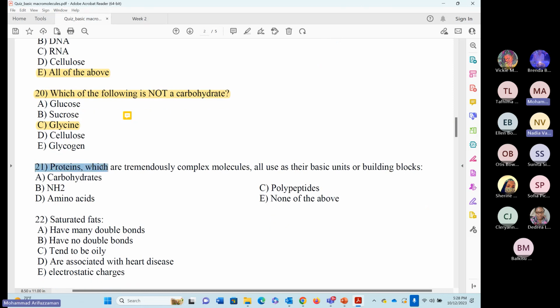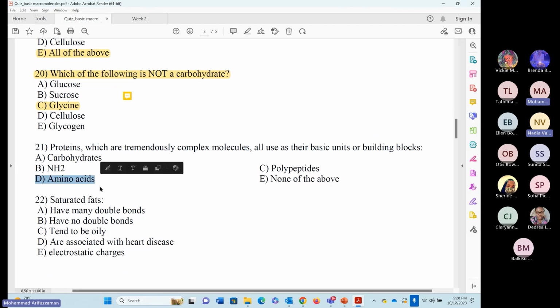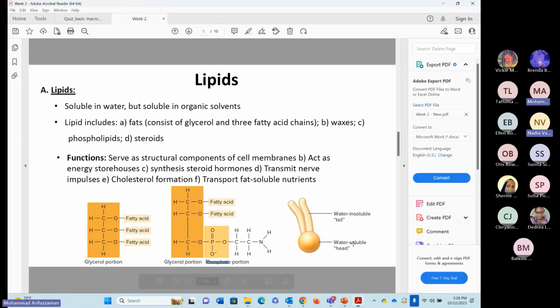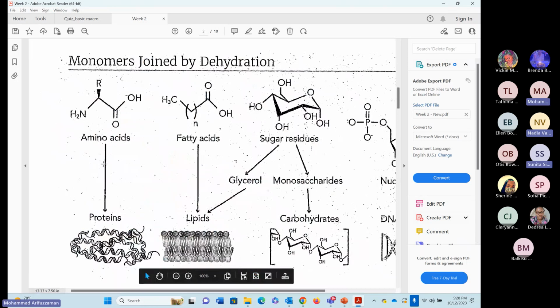Now, number 21, the proteins, which are tremendously complex molecules, use as their basic units or building blocks, amino acids? Yes, amino acid. So amino acid is the monomeric unit of protein. Monomer means it's a single unit. If you can see my PowerPoint slide that I uploaded, the first slide, you'll see this is the monomer. Monomer is a simple unit or single unit.